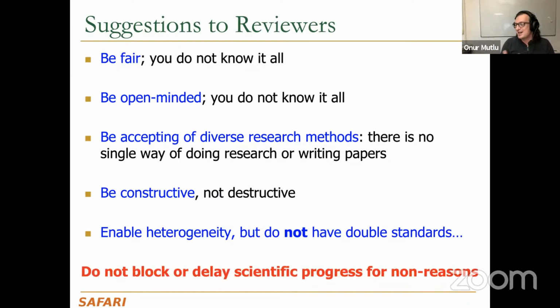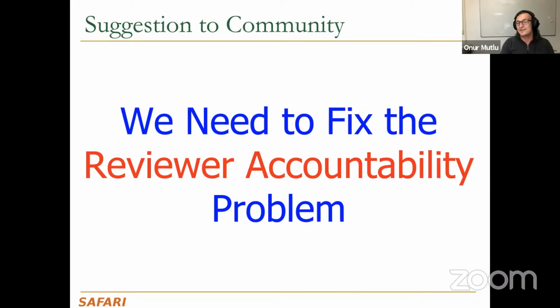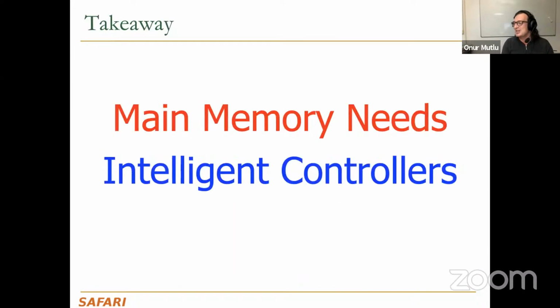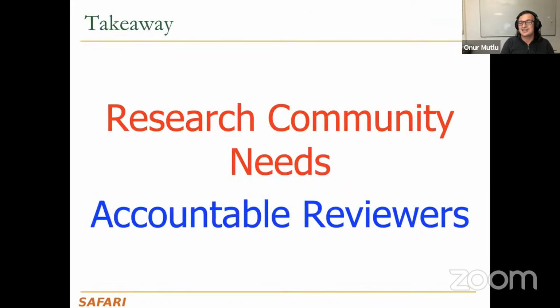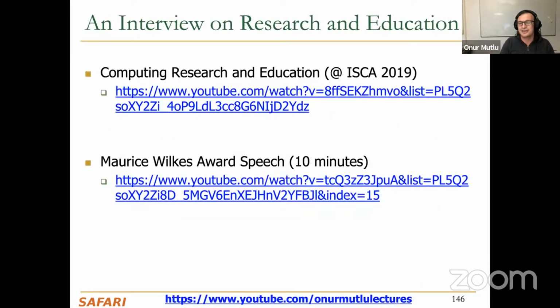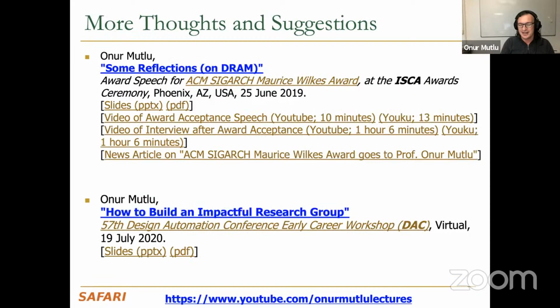So basically, this is my recommendation, and I actually put this recommendation in many scientific venues also. Reviewers should not be blocking or delaying scientific progress for non-reasons. And I think I've given you many non-reason examples. So we need to fix the reviewer accountability problem. Just like main memory needs intelligent controllers, I think the research community needs intelligent and accountable reviewers. Okay, I think there are more examples of my recommendation. In fact, the first place where I talked about these recommendations was in the speech that I delivered at the ISCA conference, but I've been using this afterwards also.